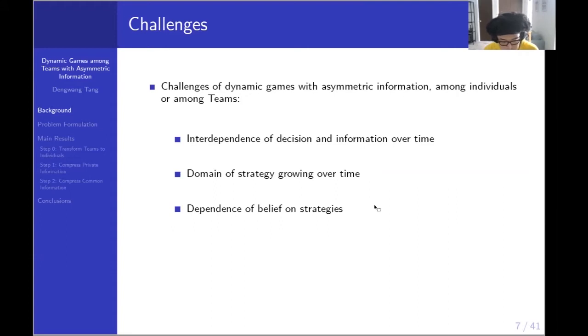Then you have the problem of dependence of belief on strategies. Because of the asymmetric information, the agents need to make decisions based on their beliefs, not just their perfect observations, because they don't necessarily have perfect observations. And these beliefs in general can be dependent on the strategies used by other agents and other teams. But you don't know these strategies. So this is another problem.